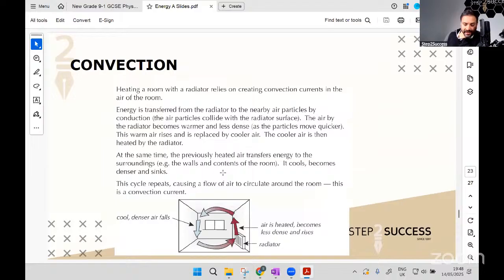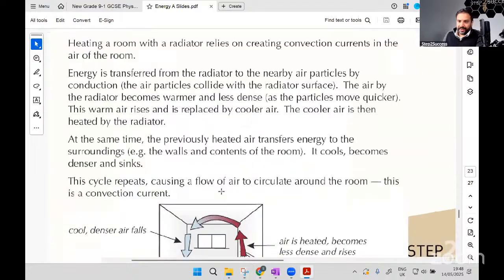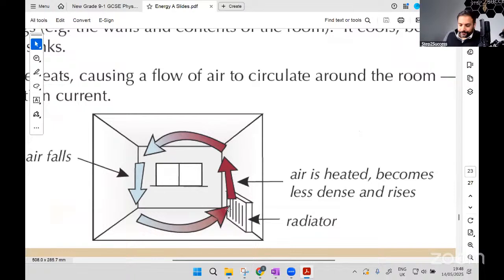Convection is another type of heat transfer. I just like to illustrate it with this picture. If you have a radiator in your house, or any heater really, you can leave it in a corner and it heats up the whole room. How does it do that?